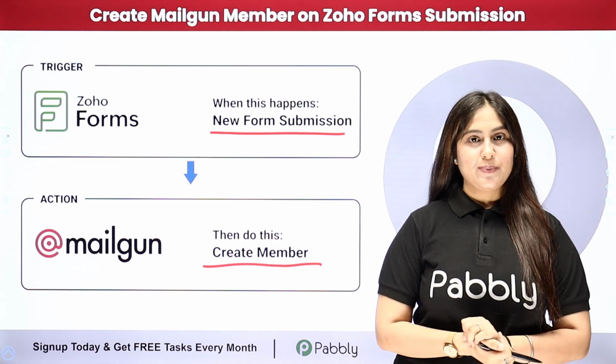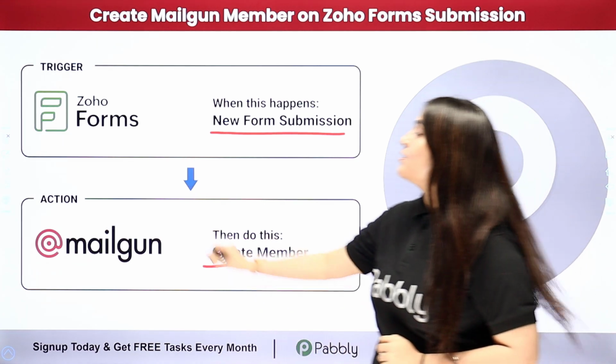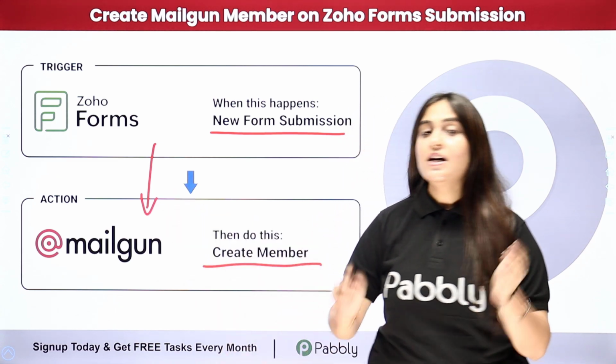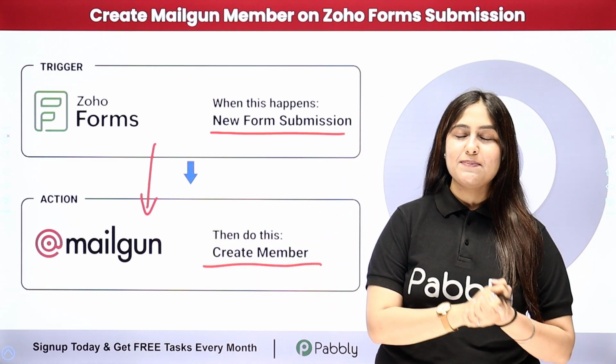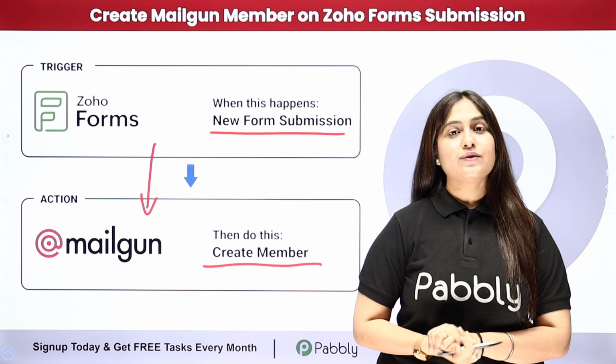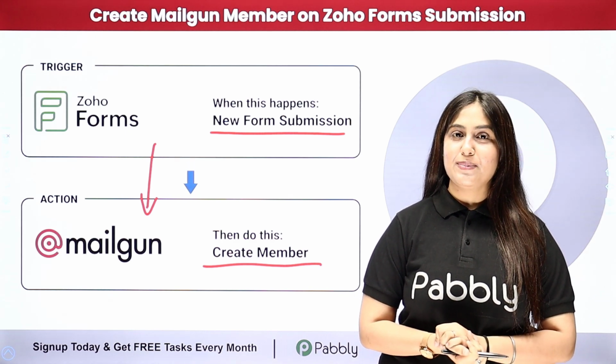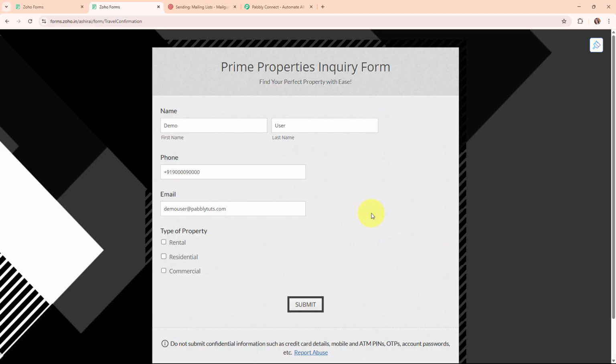So to automate the entire process, I need to connect my Zoho Forms with my Mailgun account using an automation software named Pabbly Connect. To see the working of this automation and to learn this process step by step, let me take you to my screen. Welcome to my screen. In this video, I'll show you how to automatically create Mailgun members from Zoho Form submission.